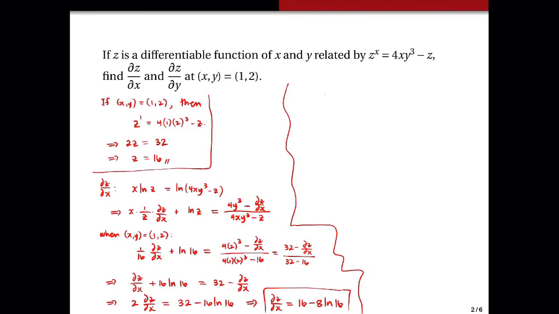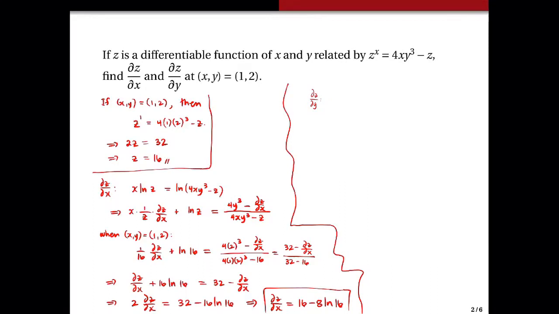Now, let us proceed with partial of z with respect to y. So for this guy here, we will treat x as constant. Okay, we'll just treat x as constant. So we differentiate with respect to y, and therefore we treat x as constant.